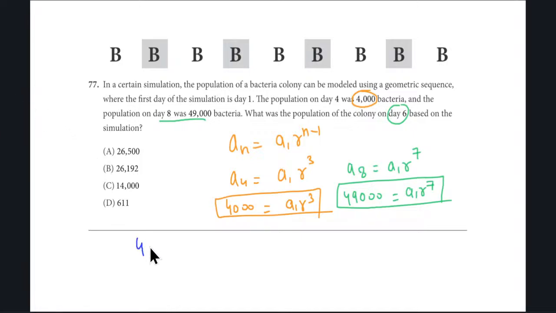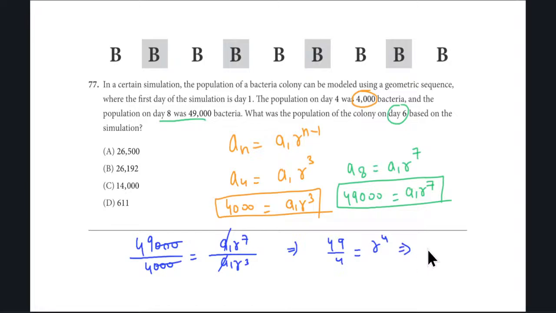Although a calculator is allowed, so you can also use fractions or decimals because it's hybrid this time. 49,000 over 4,000 will be equal to a1 r to the 7 over a1 r cube. These two are gone, and the zeros are gone. So I'm left with 49 over 4, which is r to the 4. From here, I got the value of r as 49 over 4 raised to 1 over 4. Let me just quickly find the approximate value of this.